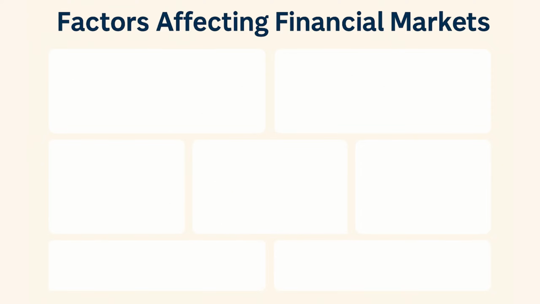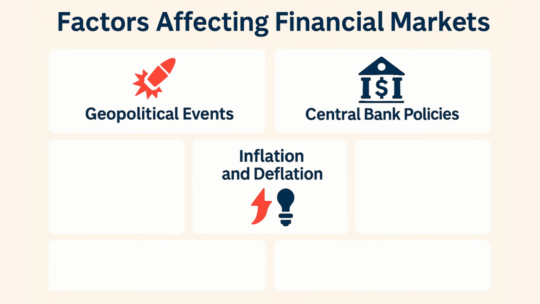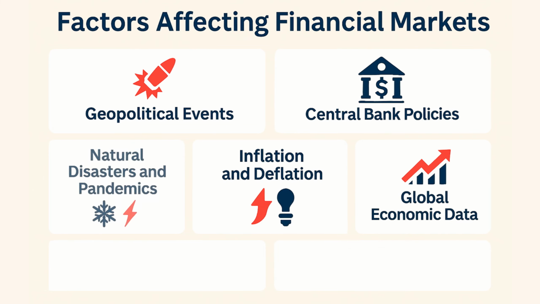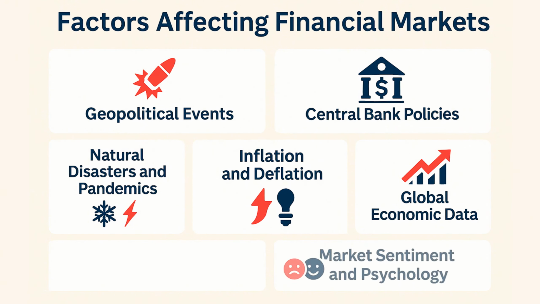At the beginning, however, I want to briefly mention what influences all markets. First, geopolitical events. Then, central bank policies, inflation and deflation, global economic data, natural disasters and pandemics, market sentiment and psychology. This is fear and greed. Currency movements. Since most global trade is done in a few major currencies, large movements affect all markets.